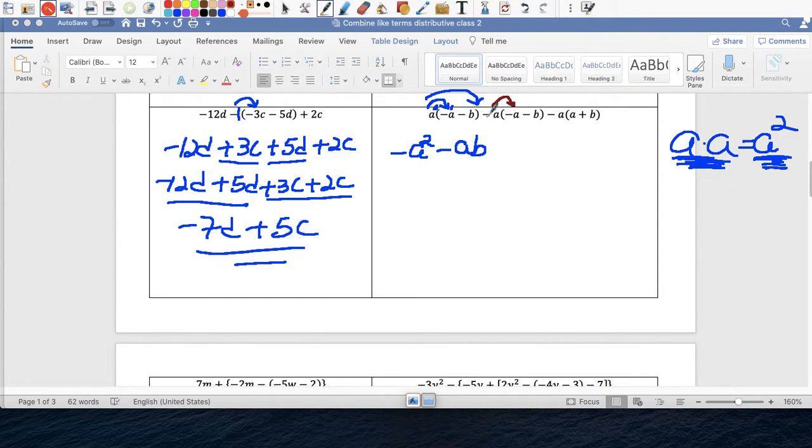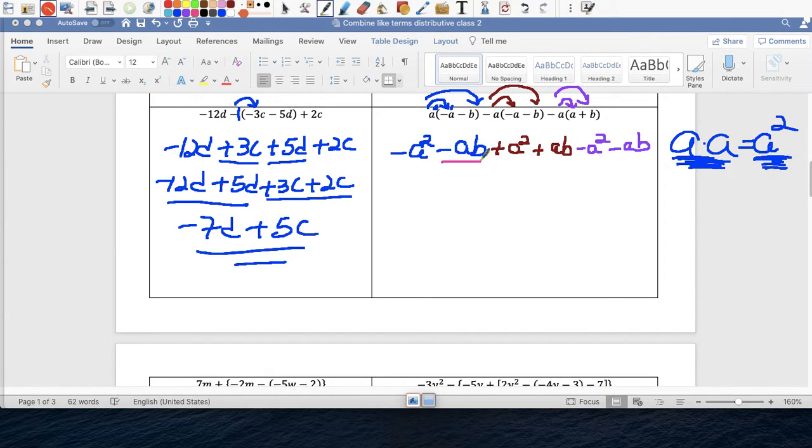Next is negative a times negative a. That's going to give us positive, and a times a is a squared. Negative a times negative b is going to be positive, and positive ab. And the last one here, negative a times positive a is negative a squared. And negative a times positive b is going to be negative ab.